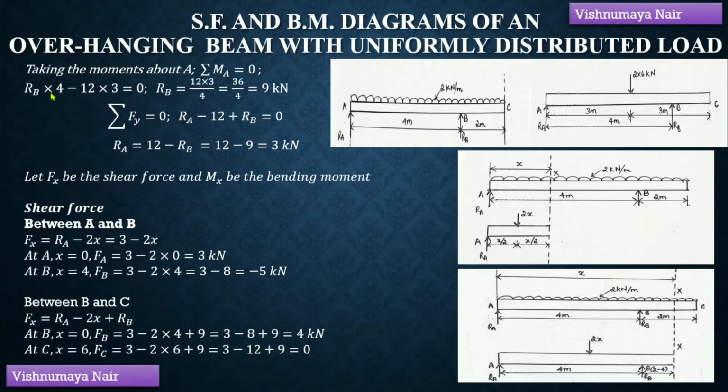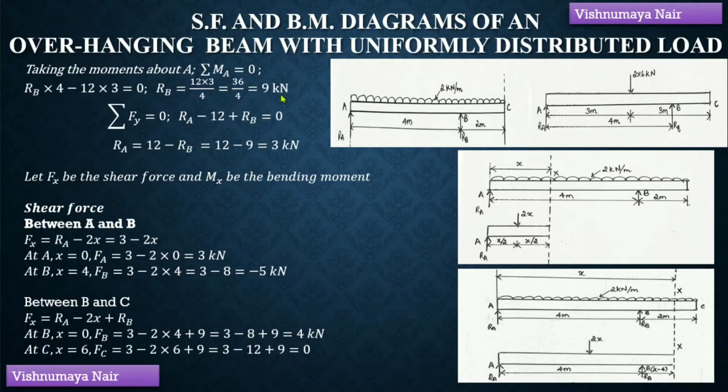Now we'll take this 4 to the denominator. So RB equal to 12 into 3 by 4, which is equal to 36 by 4, which is equal to 9 kilonewton. Now let's consider the equilibrium of the forces. So summation Fy will be equal to 0, right? So Ra minus 12 plus Rb will be equal to 0.